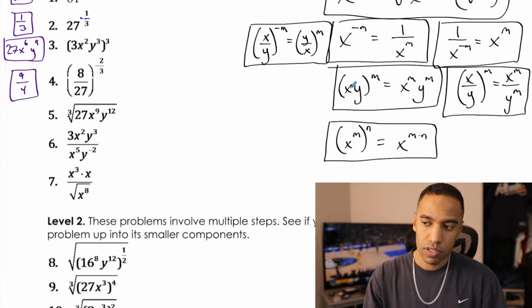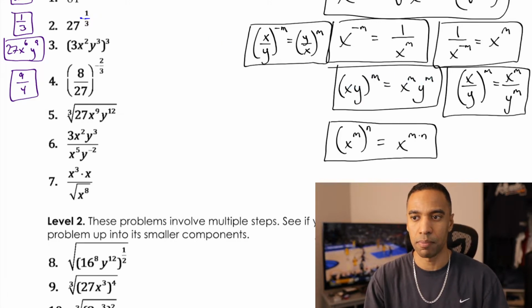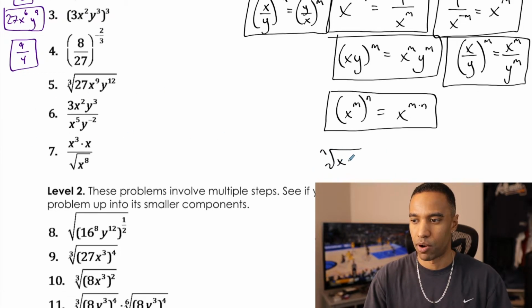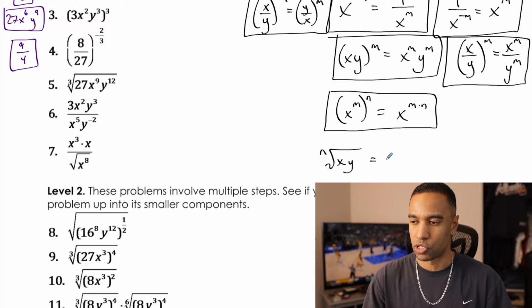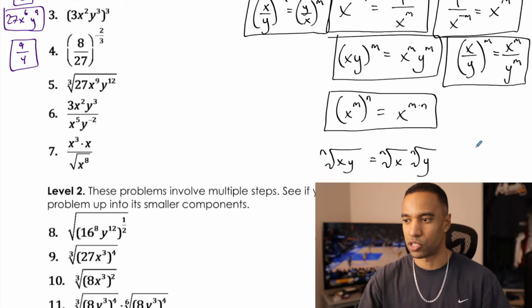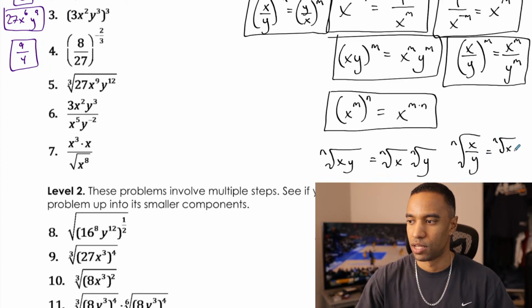So when you see this property, when you have a product raised to an exponent here and it splits these things up, you can do the same thing with radicals, in that if you take the root of a product here, then you can split this up into a product of 2 roots. The nth root of x times the nth root of y. And of course, if it works with products, it also works with fractions. So the nth root of x over y would also equal the nth root of x over the nth root of y.